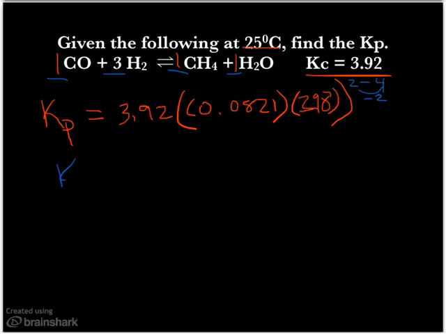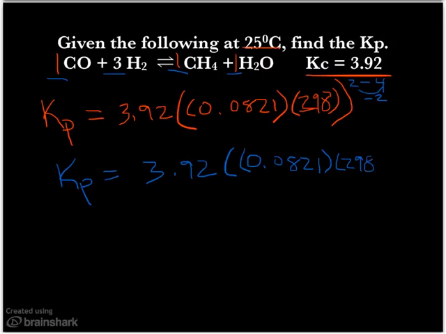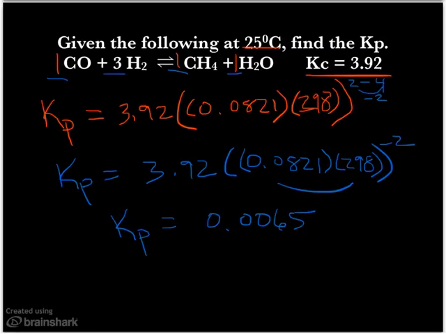So if you were to rewrite this, this is what it would look like, to the negative second power, like that. So just multiply those two first, then go to the negative second power, then multiply it by the 3.92, and after you do all that, you should end up with a Kp of 0.0065.